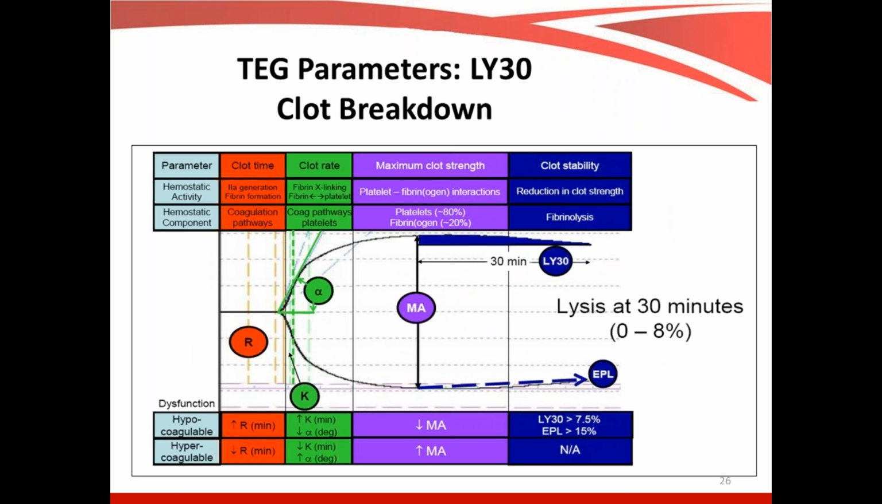And lysis at 30 minutes will be seen in 0 to 8%. You must know this. When you see a maximum clot strength, you must know it is platelets and fibrinogen. And if this is less, the first thing you give is fibrinogen or cryo and then platelets. Sometimes cryo alone is not sufficient. There is a decrease of both fibrinogen and platelets. But if you've given cryo and you've given platelets and your patient is still bleeding, it means there is hyperfibrinolysis. At that time, go in for lysis 30, wait till 30 minutes, wait till 60 minutes.